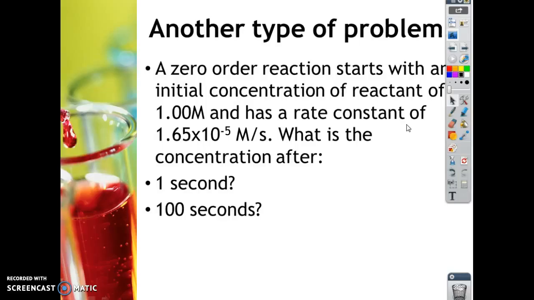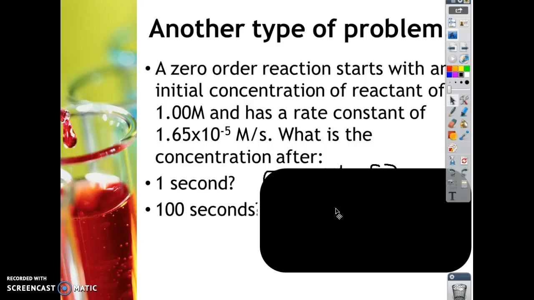Alright, so we have another type of problem here. This one says we have a 0 order reaction, and it's starting with an initial concentration of reactant of 0.1 molar with this rate constant. What is our concentration after 1 second and after 100 seconds? Essentially, you're just going to plug it into the same equations here and be able to work that out. So I'm going to write this up, and I'll be right back.